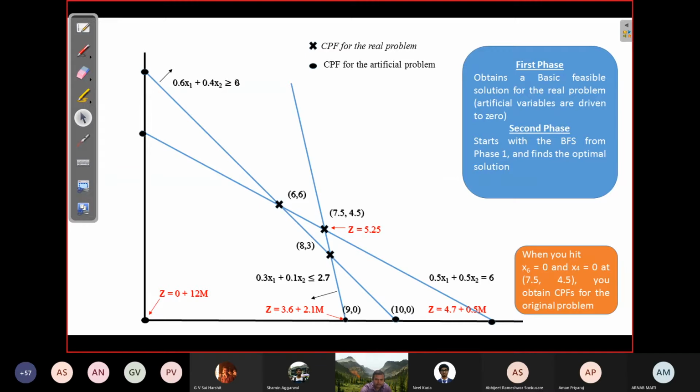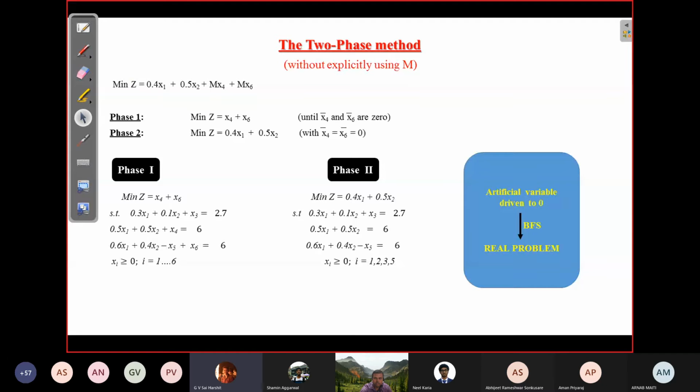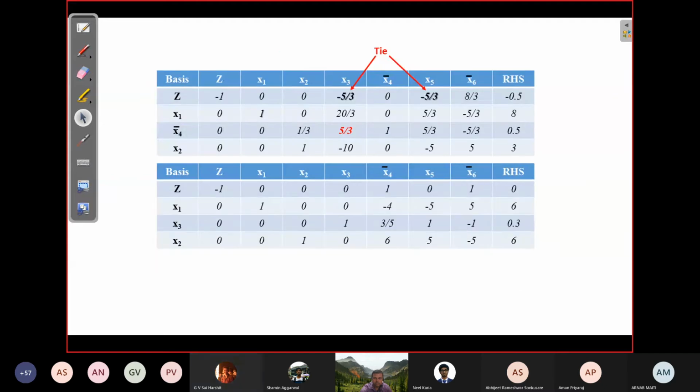Am I clear? So in this case, this is the thing, and here you also see a very important thing. Suppose I have chosen x3 to enter, and now this is the result. So here phase 1 has ended. Why has it ended? Because the objective row is all 0 or positive. Sir, I just checked, 6.6 itself is optimal.